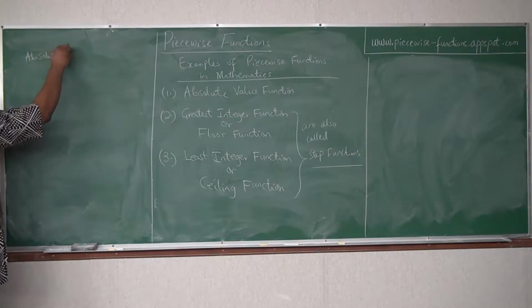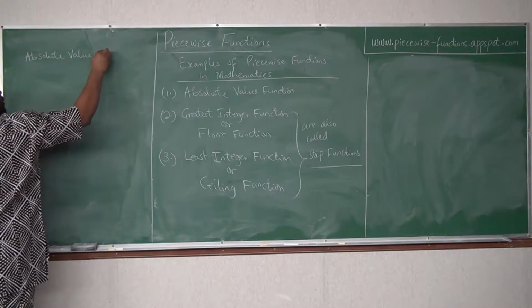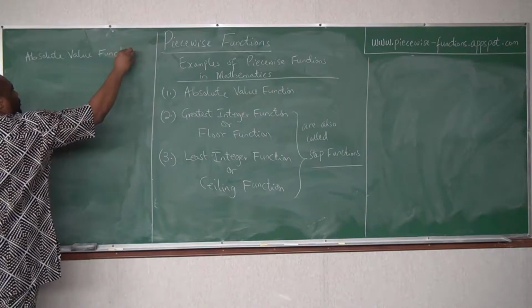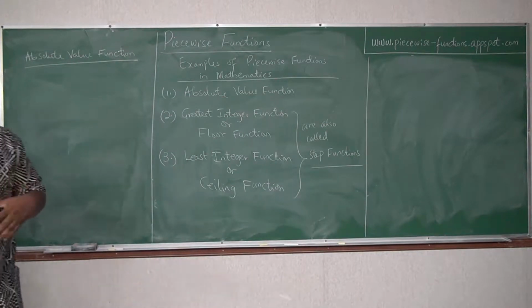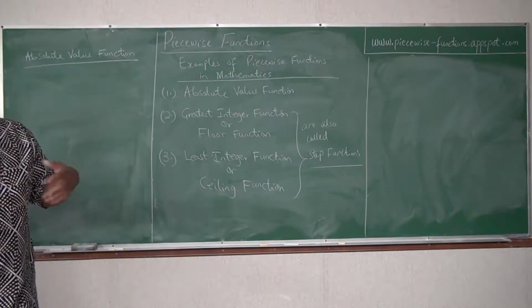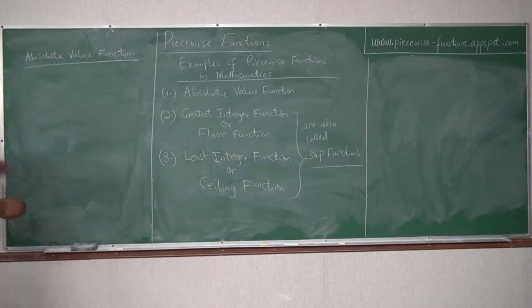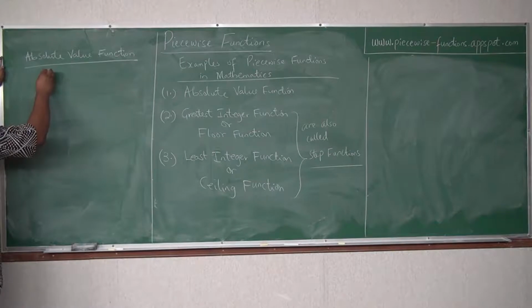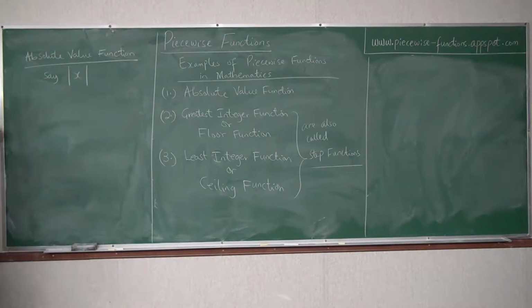Now, you know the absolute value function, you know that the absolute value of any number is always positive. You know that, right? Okay. Now, the absolute value function, let's say, is this, of x. So the absolute value function is like this.